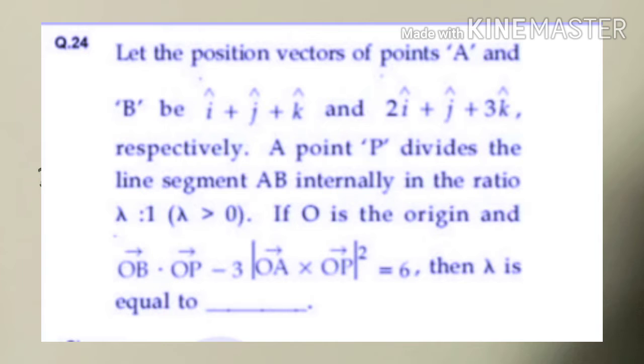Next problem. Let the position vectors of the points A and B be i plus j plus k and 2i plus j plus 3k respectively. A point P divides the segment AB internally in the ratio lambda is to 1, where lambda is greater than 0. And if O is the origin and OP bar dot OP bar minus 3 into mod OA bar cross OP bar whole square is equal to 6, then what is the value of lambda?